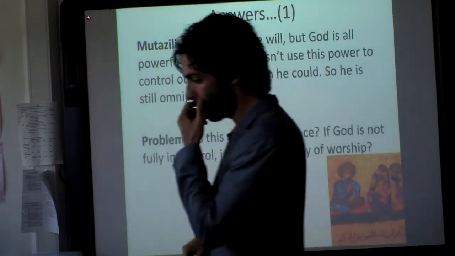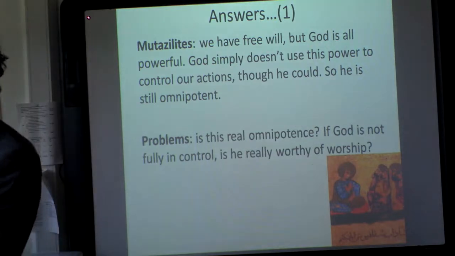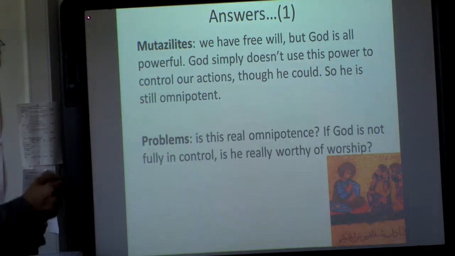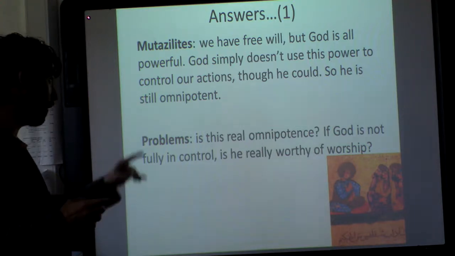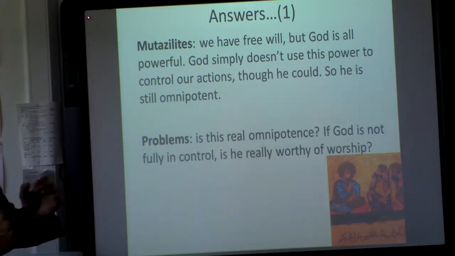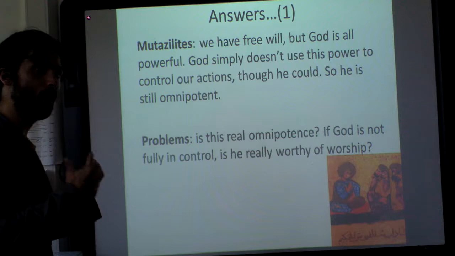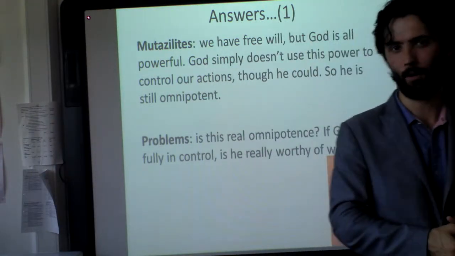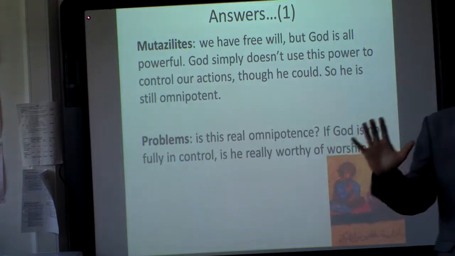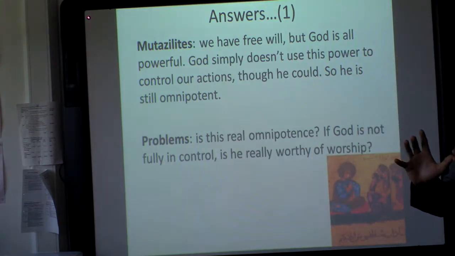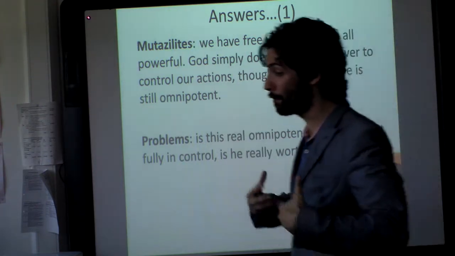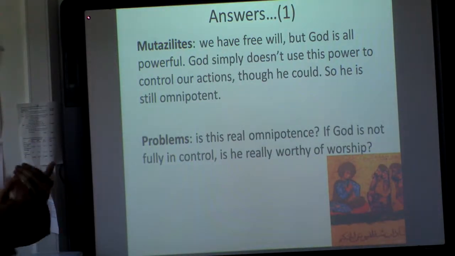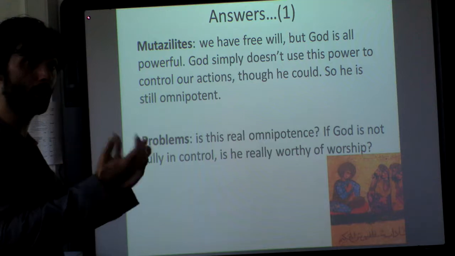Anyway, so as you remember from last year, the Mutazilite school, they were rationalists, weren't they? So they argued, yes, we do have free will, we do. But God is still all-powerful. It's just that God doesn't fully use his power. He sort of steps back a bit. That doesn't make him less powerful, right? It just means he doesn't make full use of his power, but he's still all-powerful. He just doesn't use all of it because he wants us to be free. He wants us to be able to make our own choices.